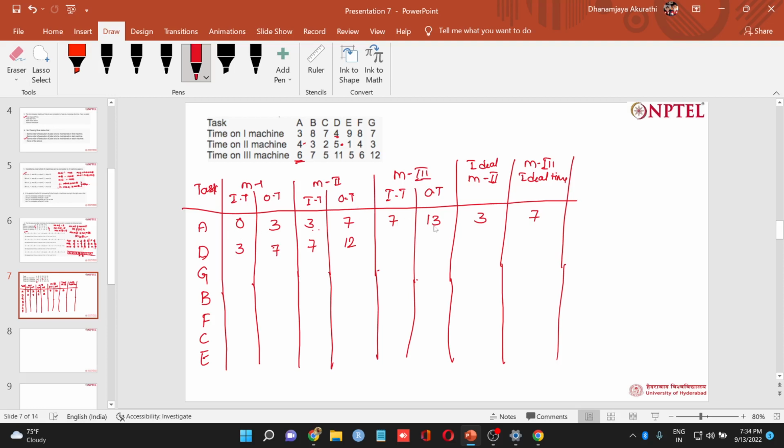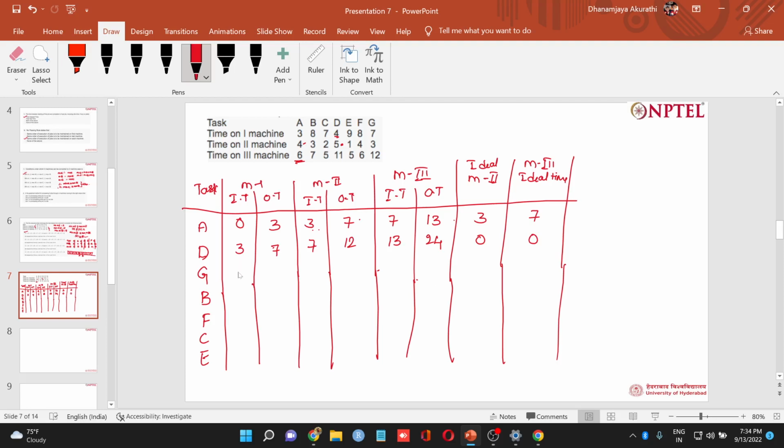And here the in time for machine 3: in the processing of job A, it takes 13 hours only. But the completion of job D on machine 2 is 12 hours. But it has to wait until the previous job finishes, so here the maximum value is 13. So the in time of machine 3 to do job D is 13, and out time is 13 plus 11, 24. And here there is no idle time waited for machine 2, that is 7 minus 7, 0, and 13 minus 13, 0 here also.